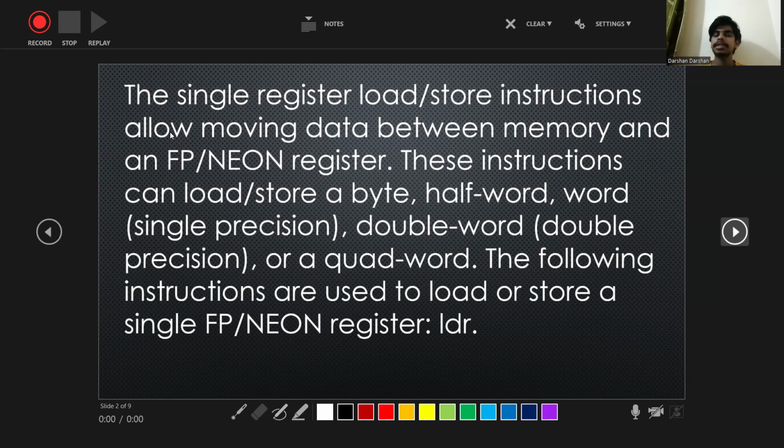Okay, the single register load or store instructions allow moving data between memory and the FP or NEON register. These instructions can load or store a byte, half word, word (single precision), double word (double precision), or a quad word. The following instructions are used to load or store a single FP or NEON register.